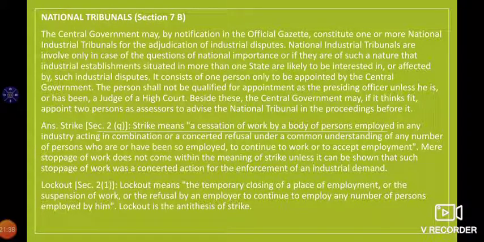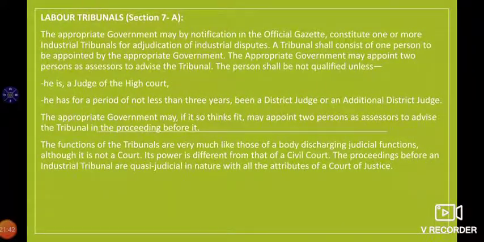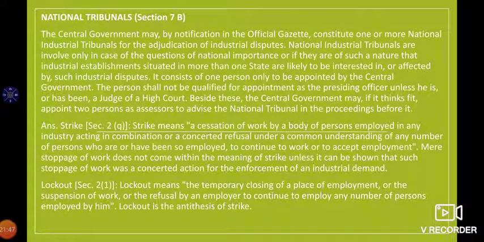Now we are going to talk about national tribunals, as per Section 7B. Earlier was the labor tribunal, which was as per Section 7A. It is Section 7B which talks about national tribunals. The central government may, by notification in the official gazette, constitute one or more national industrial tribunals for the adjudication of industrial disputes. So it is the central government which can constitute a national tribunal, right?